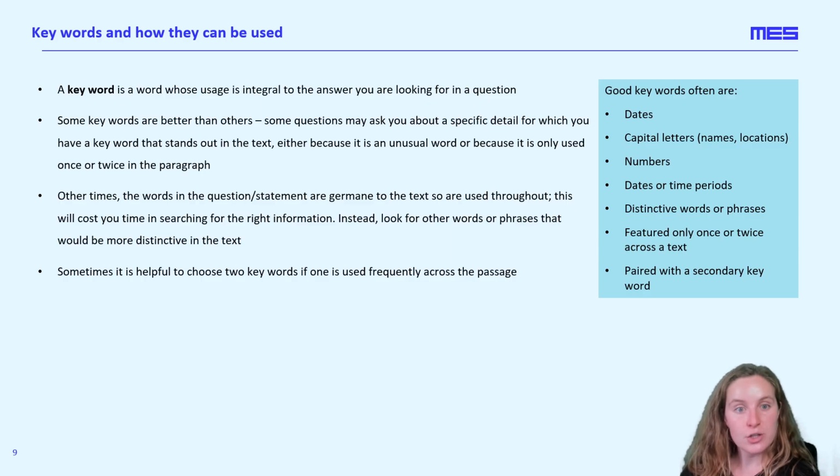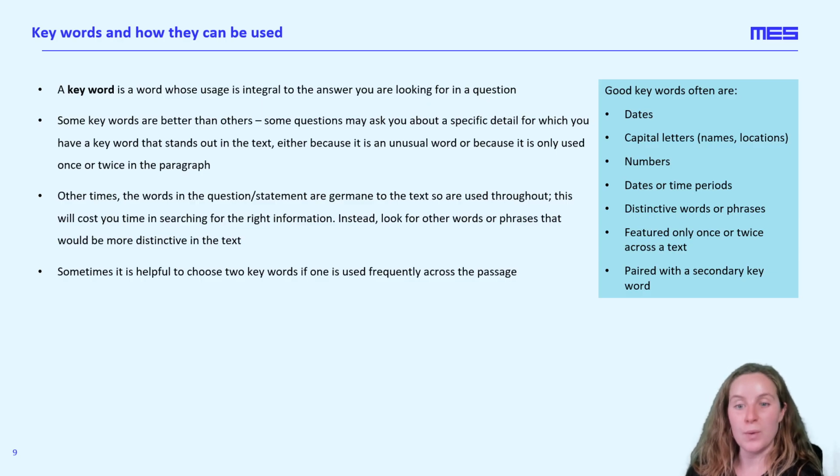These keywords should ask you about a specific detail, that you have a keyword that stands out in the text, either because it's an unusual word or because it's used infrequently. Other times they're germane to the text, so used throughout. This will cost you time in searching for the right information. If the entire passage is about the Ferris wheel, for example, in my earlier example, then that might not be a good keyword for you to use for looking at something like the rivets of the Eiffel Tower itself.